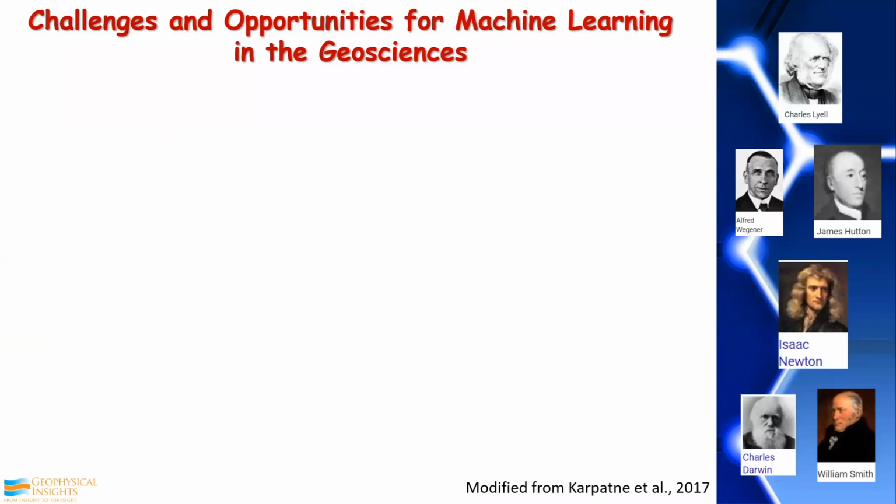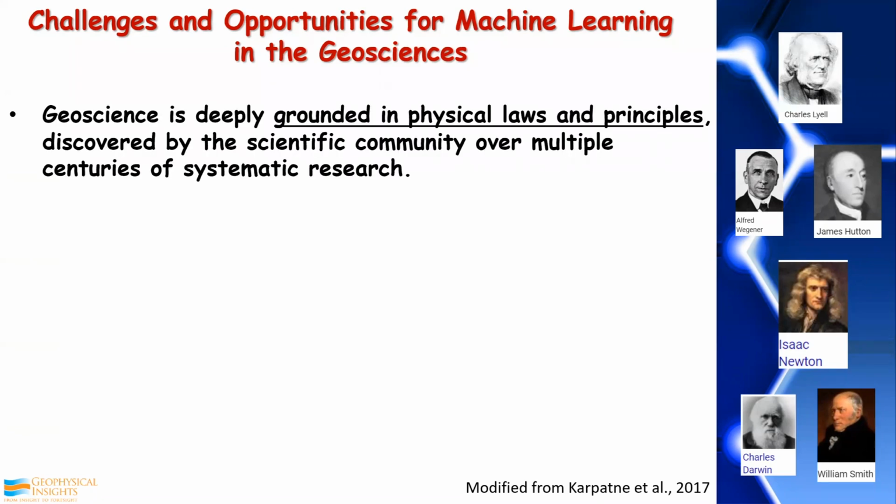So we have both challenges and opportunities for machine learning and geoscience, and actually the challenges in many ways are the opportunities. First of all, geoscience is a physical science. It is grounded in physical laws and principles that have been discovered by our community over multiple centuries of systematic research. Some of the pioneers of geoscience are shown in the pictures on the right.